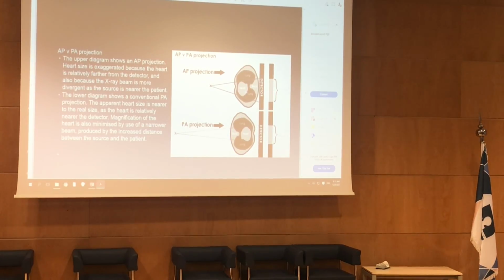So if someone asks you, can you comment on the heart size? If it's an anteroposterior, then you cannot.